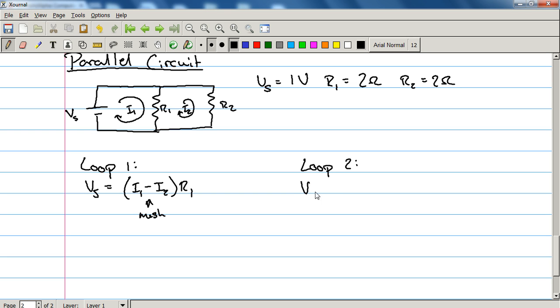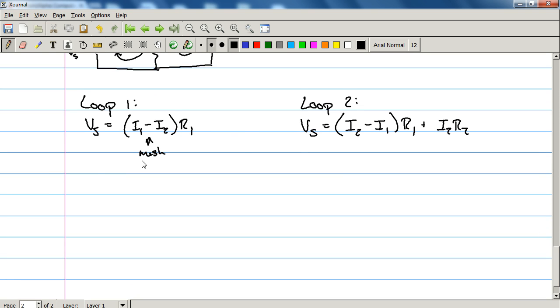So here, Vs equals, we have to deal with this again because R1 is also interacting with loop 2, but we're on loop 2, so we deal with it like this: I2 minus I1, times R1, because now we're in loop 2, so we deal with it with respect to I2 minus I1, the minus indicating that the two loops move in opposite directions to each other, plus I2 R2, which is the interaction of loop 2 with R2.